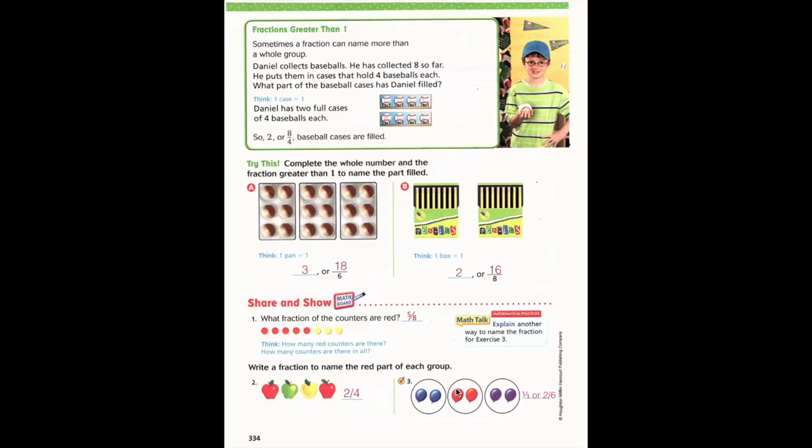So tonight, the question, I want you to tell me what is the fraction of the number of boys there is in our classroom? What's the fraction of boys in our classroom?